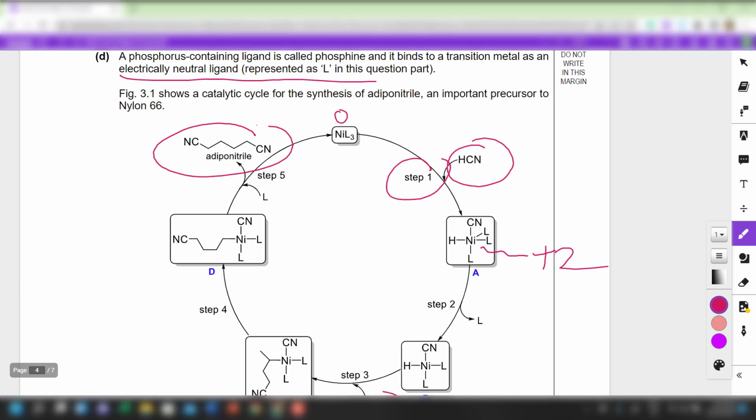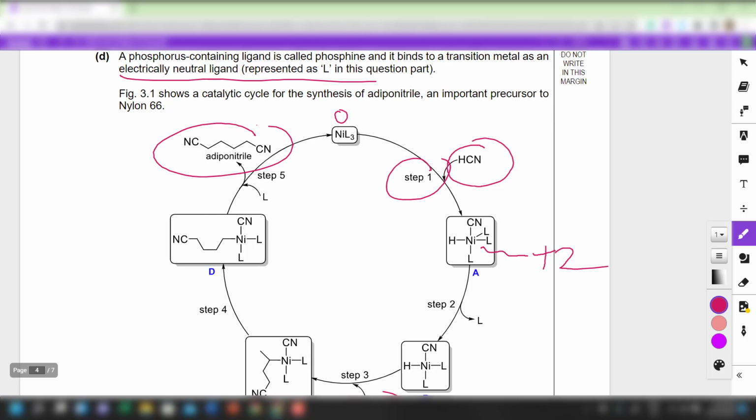And why is it called addition? It is called addition because it seems that the HCN is added across the nickel. So it's like an addition reaction, right? That's all you need to say. Or you can say that HCN becomes two ligands, hydride and cyanide, respectively, and bonds to the nickel center. That's why it's an addition.